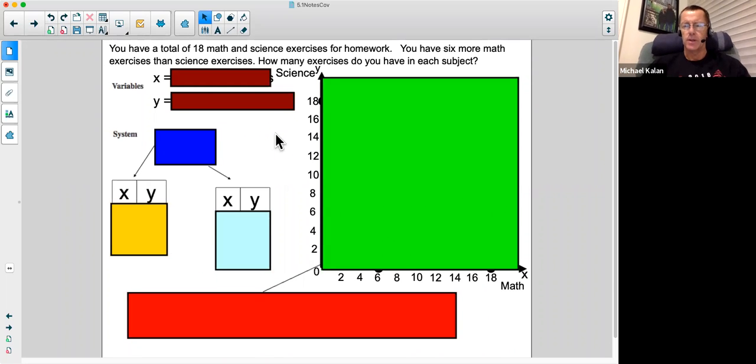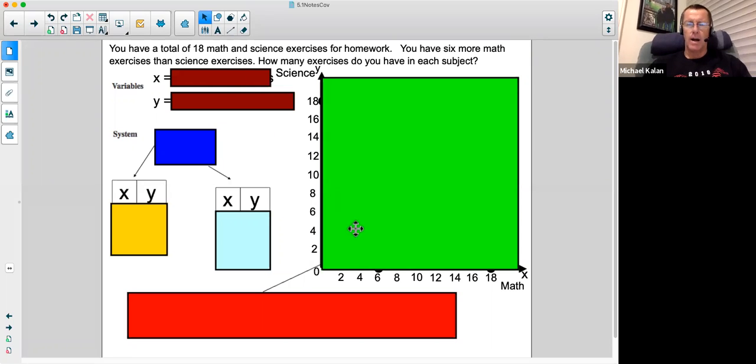Here's one that's a little bit closer to home. You have a total of 18 math and science exercises for homework. You have 6 more math exercises than science exercises. How many exercises do you have in each subject? By the way, I know this is actually very easy for you to figure out by guessing and checking. You may know the answer already, but let's practice setting up an easy problem, using a system and graphing it so that we can learn from it.